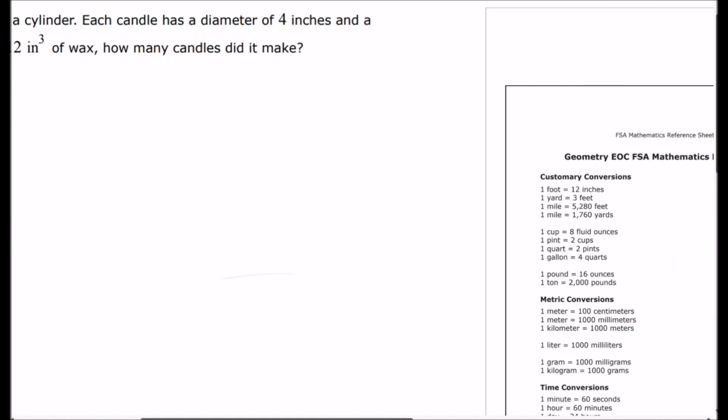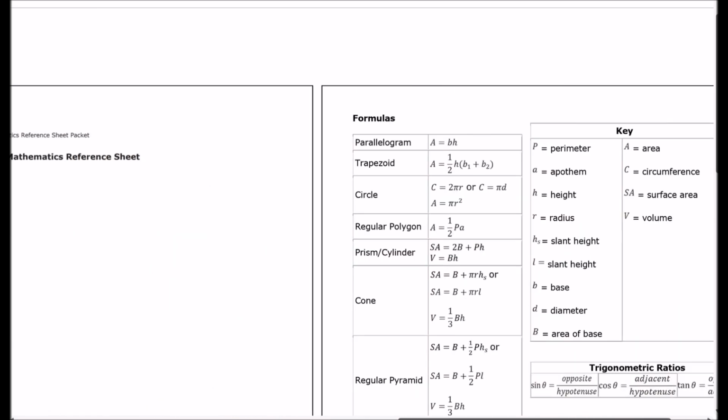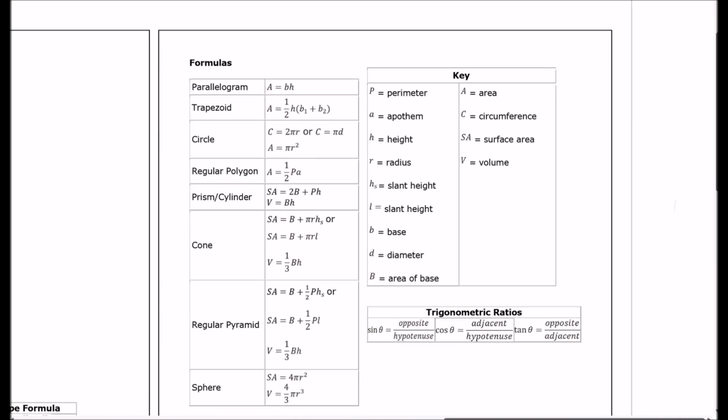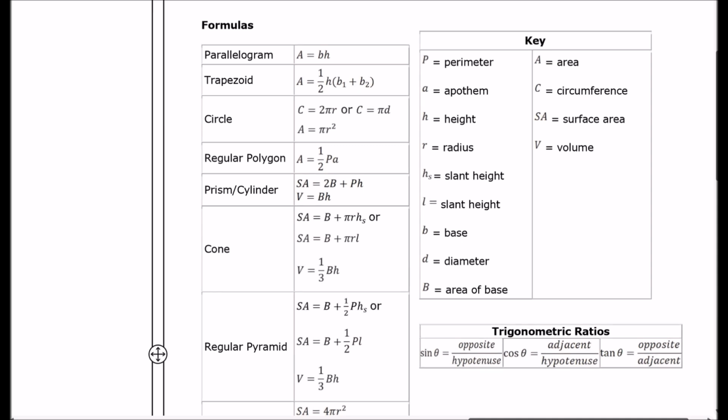So let's show you this on the formula sheet. On your mathematics reference sheet, if you look for a prism/cylinder, this is your formula for the prism/cylinder. They give you the lowercase h, but I like to use capital H there. But capital B, remember, is the area of the base. Right here, area of the base.